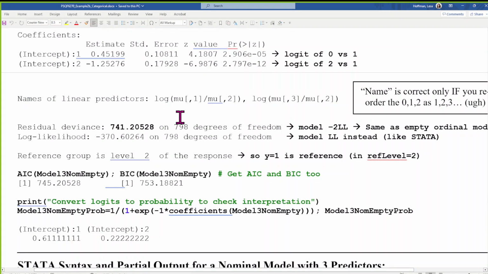Names of the linear predictors: log mu1 over mu2. So this is correct if we replace the 1s and 2s with 0s and 1s, because that's how it's actually stored. So this is probably going to be a lot less confusing if you just stick with 1, 2, 3 as your answer choices rather than 0, 1, 2, because then everything is aligned.